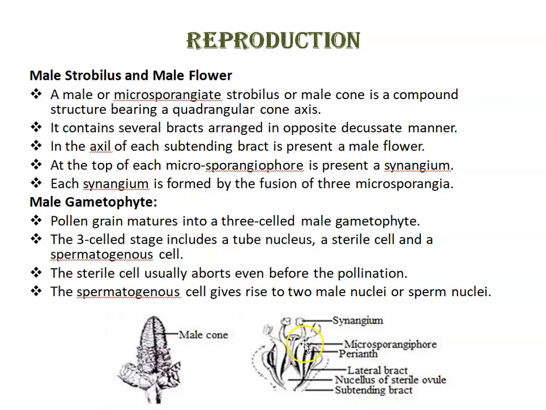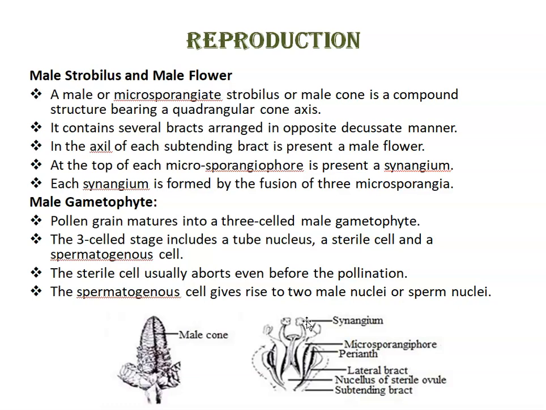So these are microsporophylls, which remain fused at the base and form a cup-like structure, and at the top of each microsporophyll is present a synangium. So these are synangia. So this is a synangium. Each synangium is formed by fusion of 3 microsporangia. Each microsporangium contains many pollen grains which are shed through a vertical slit, and pollination is effected either by wind or by insects.